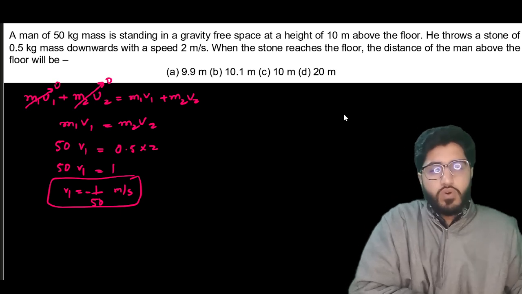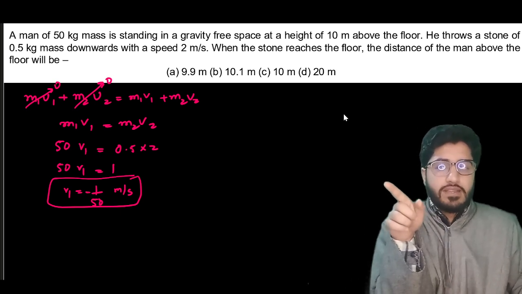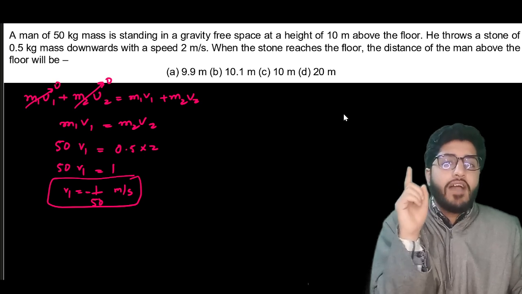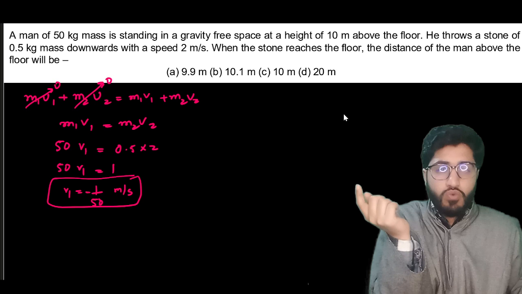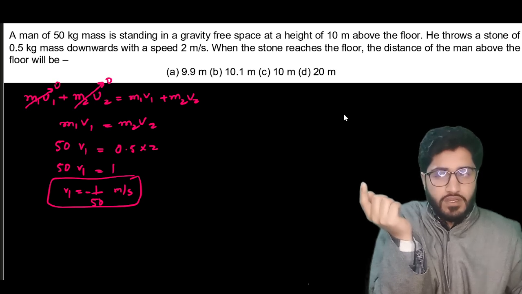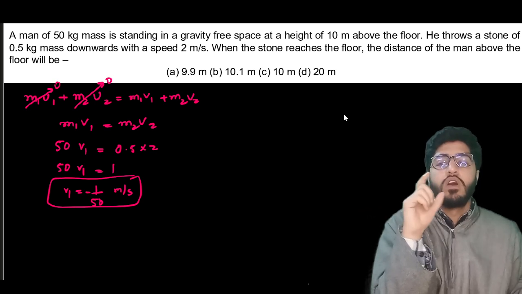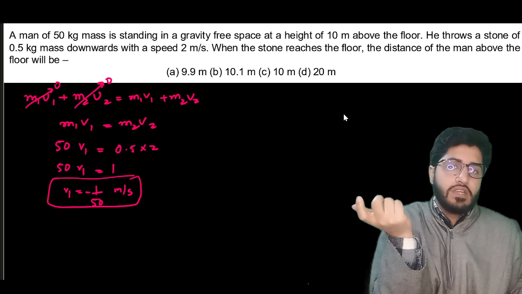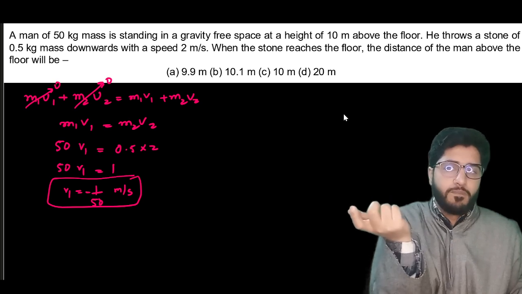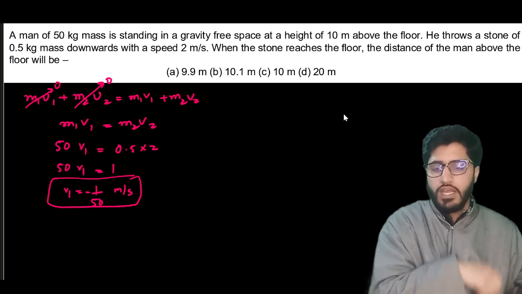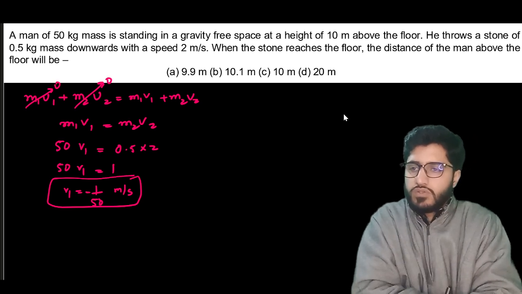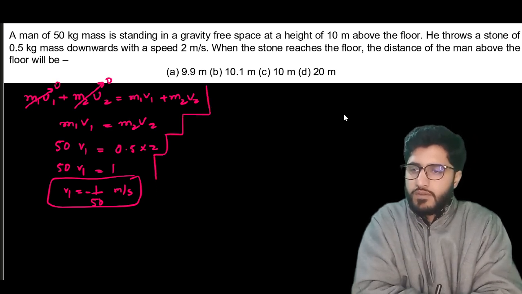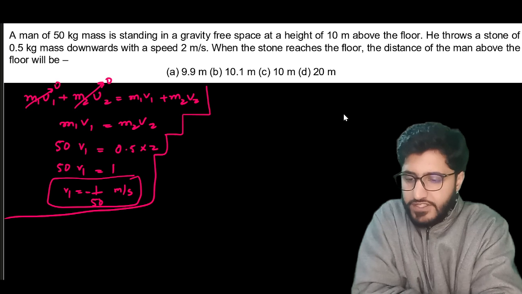By this velocity the man will go away from the surface, that is, more than 10 meters. Now we have to find the time for which this velocity acts, right? So this is my first equation.